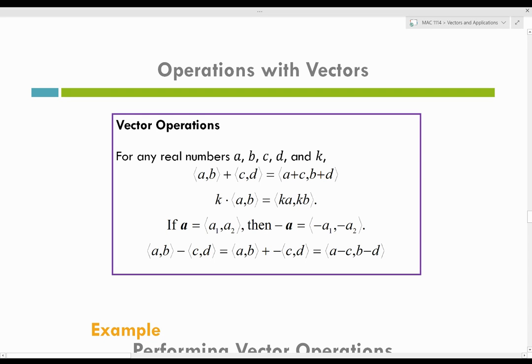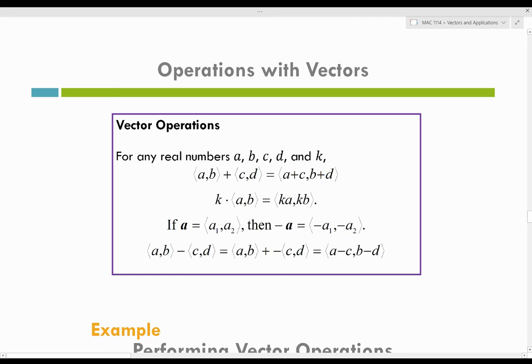You can also multiply a vector by a scalar. When you do that, that scalar gets multiplied to both the horizontal and vertical components to give you your new vector. And it also says if you have a vector A and its horizontal and vertical components are such, then if you take the negative of that vector, the negative is applied to both the horizontal and the vertical component. And if you want to subtract two vectors from each other, you will subtract their horizontal components and their vertical components from each other.